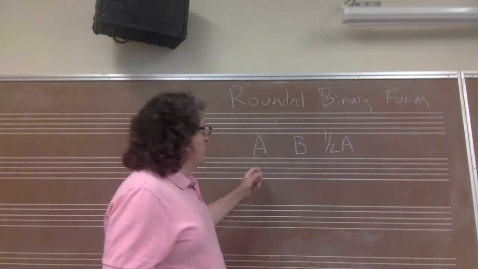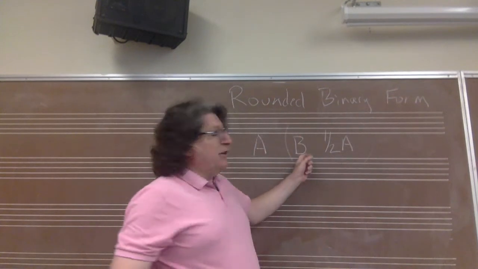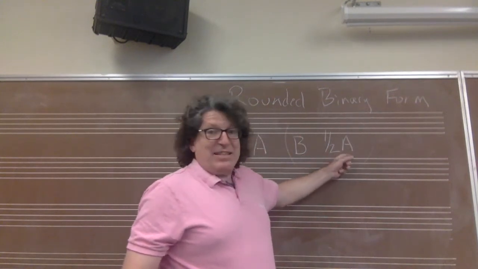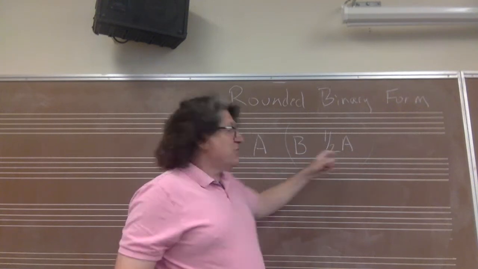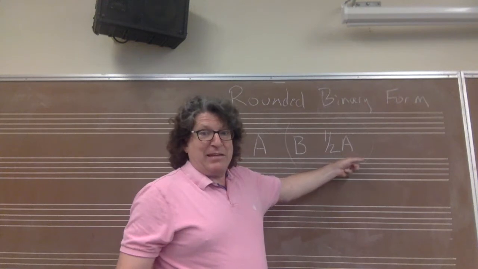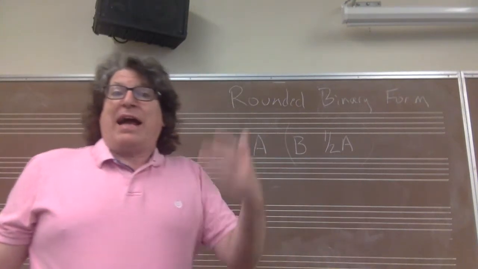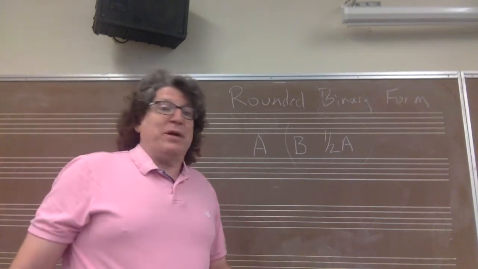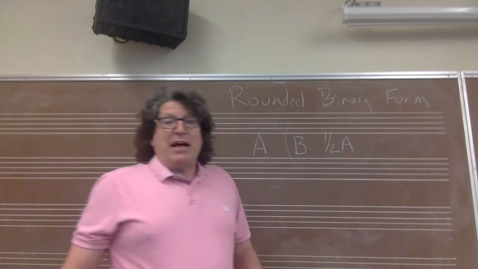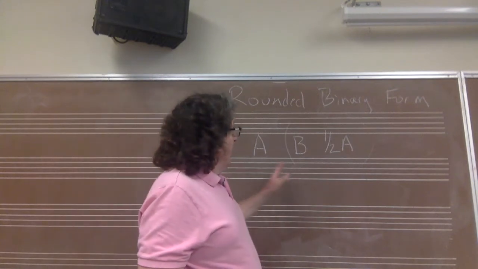And rounded binary is a 2-part form, but the second part is this lighter B, and then the second half of B, it turns out, is a half of A. So you get A, and then you've got this second part, which has both B and A in it. Almost every minuet, at least from after Haydn, so the Mozart minuets, the Beethoven minuets, are in this form. So a lot of the Bachs are in this form. So even in the Baroque era, we're seeing it. And you can see how this works.